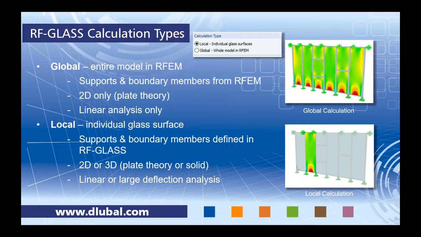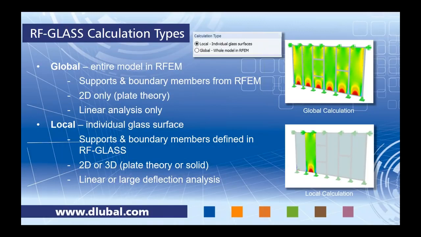main program RFEM. Now the analysis options for a global model is 2D only, so we can only run this according to plate theory with a linear analysis. So something like insulated glass would not be available for a global calculation. Now, the other calculation type is local.